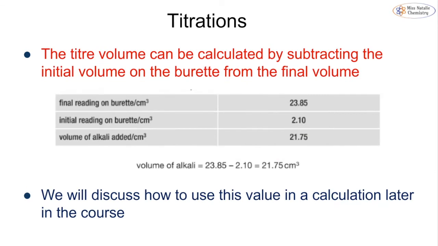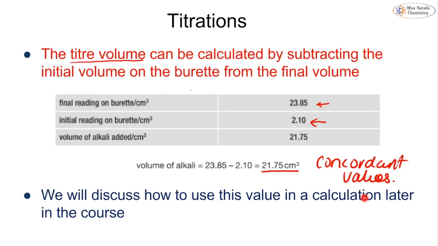So the volume that you have used in your titration, or your titre volume, can be calculated by subtracting the initial volume from the final volume. So if you started at an initial reading of 2.10 and you ended at 23.85, we do 23.85, take away 2.10, and we get a titre volume of 21.75. And we would do this, as we said, multiple times until we get concordant values. And we'll touch on the calculation later.